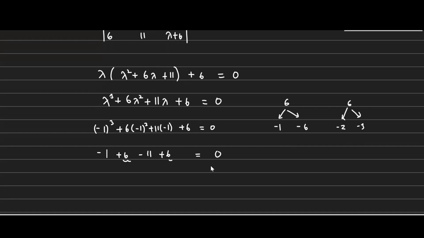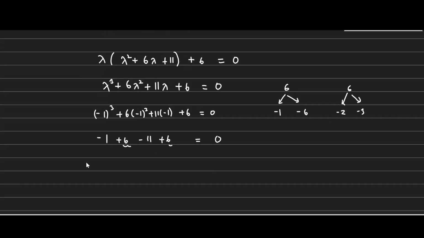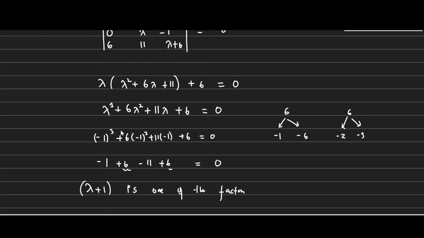So you can tell that negative 1 is one of the numbers that can go into that. If you are trying this as a factor, you can say lambda plus 1, because when you solve for lambda, you get negative 1. It is one of the factors. We need 2 more factors. It's a third order system, so we need to have 3 factors.